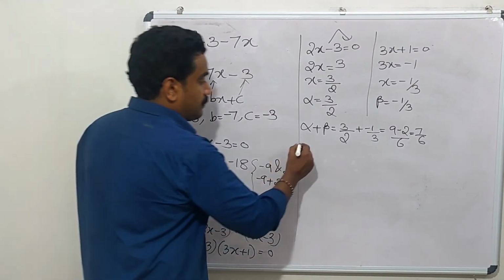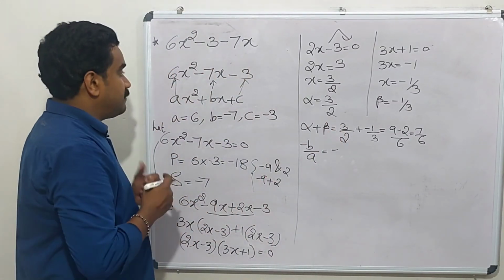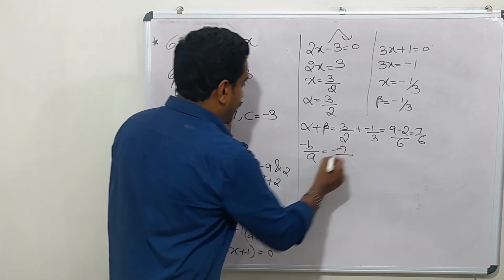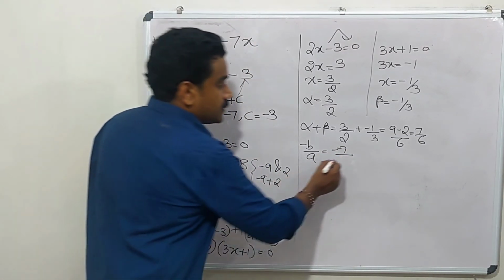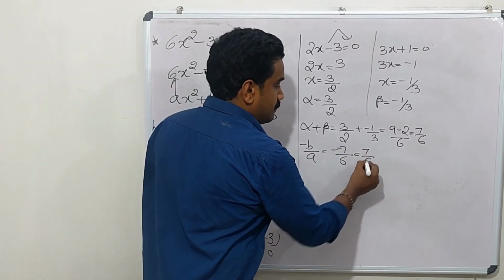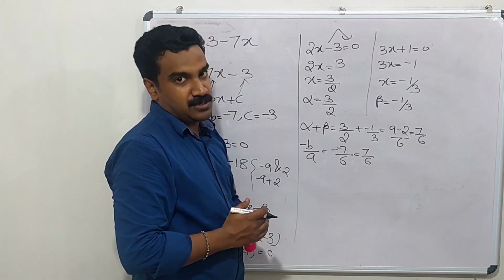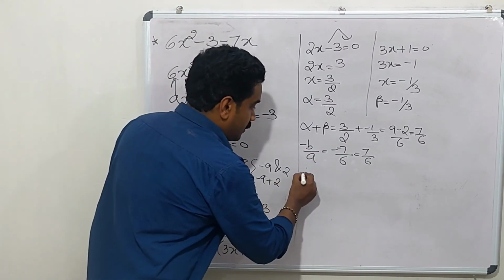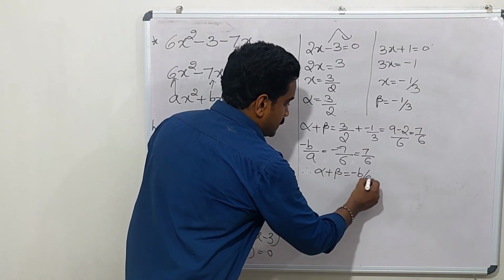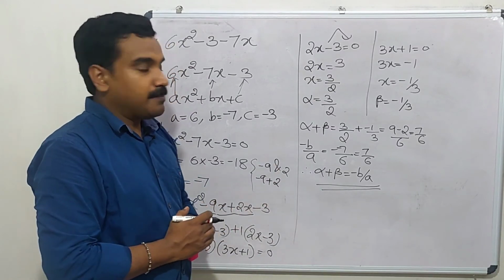Next we want to check minus b by a. What is minus b by a? Minus b. What is b here? Minus 7. So minus of minus 7 by a. What is a? 6. So negative, negative becomes positive, so it becomes 7 by 6. So alpha plus beta is 7 by 6, and minus b by a is also 7 by 6. Therefore you can conclude alpha plus beta equal to minus b by a. First part of the verification finished.